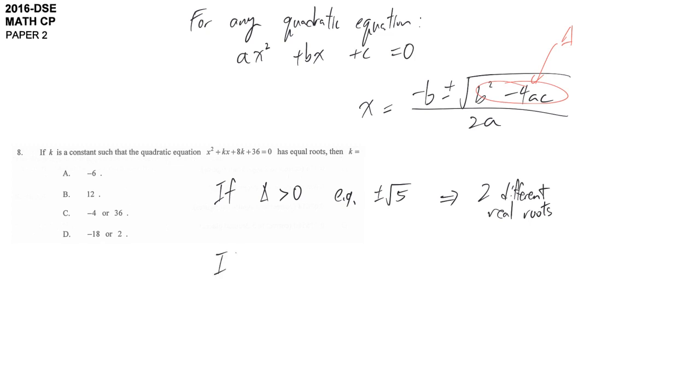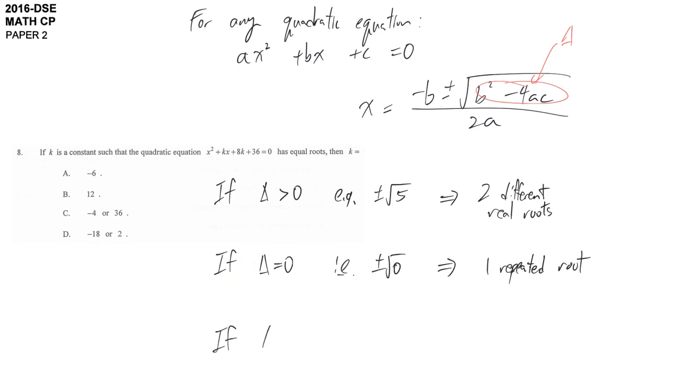The second case, if delta is equal to 0, what is inside is 0, then that means it will give us plus or minus square root 0. We add 0 and we minus 0, that means exactly the same. So we only have one repeated root. That means equal roots refers to this condition.